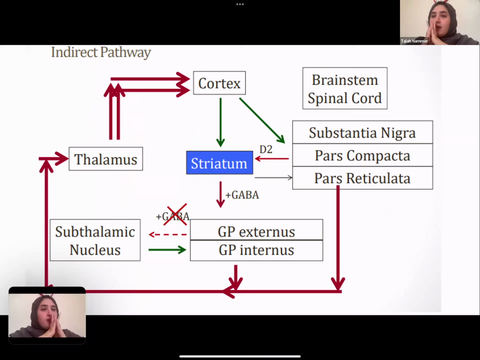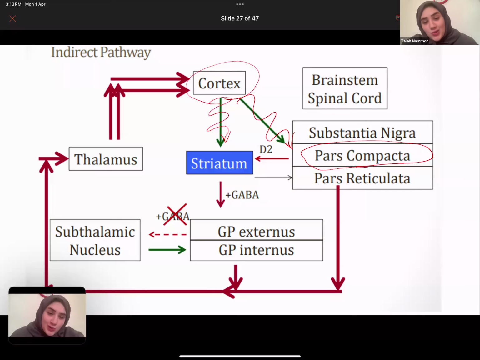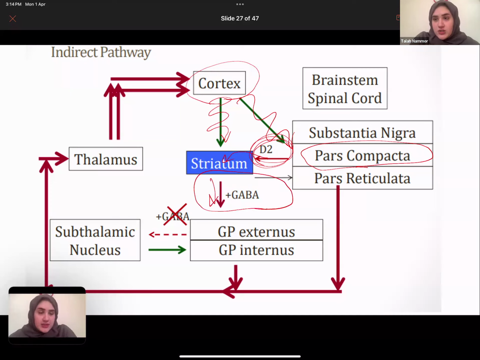Moving on. So we finished the direct pathway. Now the indirect pathway. Again, we said with the indirect pathway we're going to inhibit. One leg is moving and the other is not, so the indirect pathway is going to act on the leg that's not moving. So we're going to go through the D2 pathway. It's the same start: the cortex is going to send excitatory signals, activating the pars compacta and the striatum. The pars compacta is not going to act on D1 anymore, it's going to act on D2. So when D2 is in action, it's going to stimulate the striatum to send out inhibitory neurotransmitters, which is GABA, to the globus pallidus externus.